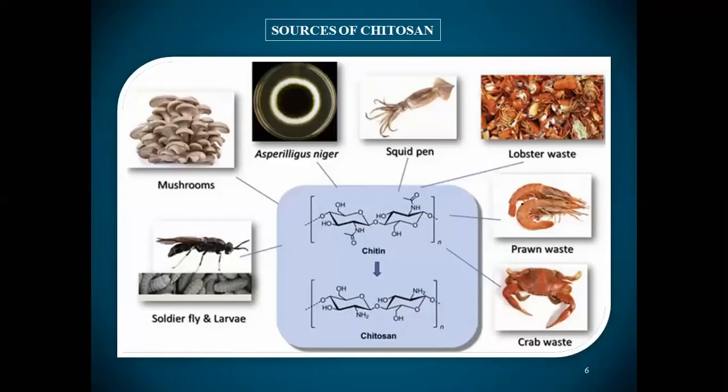These are the sources of chitosan: Aspergillus niger, squid pen, lobster waste, prawn waste, crab waste, soldier fly larva, and mushrooms. From these sources, chitin is obtained. From this chitin, through the deacetylation process, we obtain chitosan.